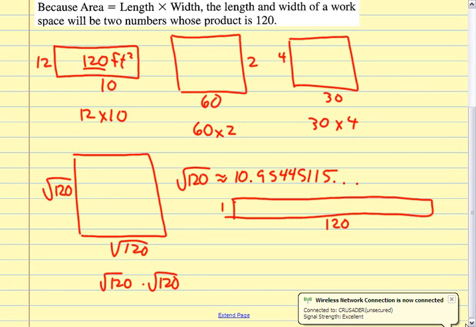I have a reasonable one. You have a reasonable one? What do you have? 24 times 5. 24 times 5. That's okay. All right. Good. Those are lots of different rectangles that give us an area of 120. Nice job, folks. You're ready for your homework.